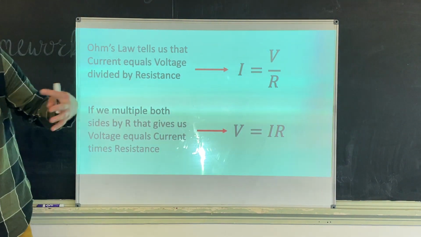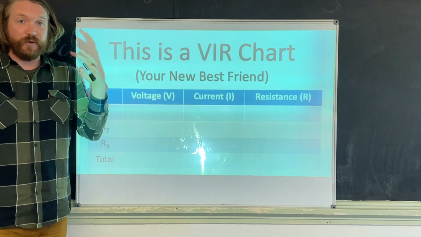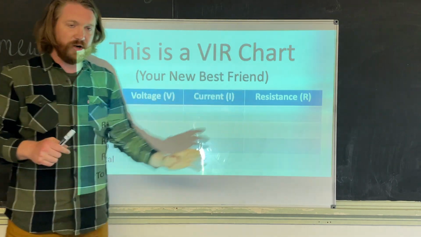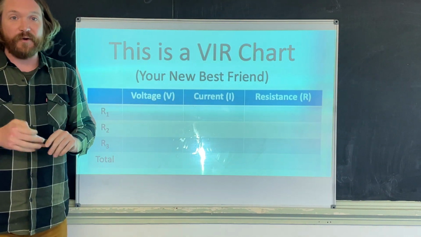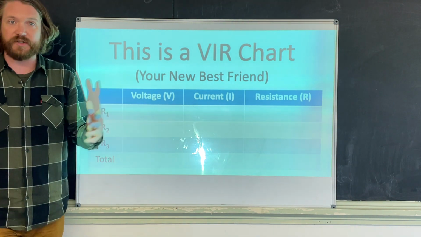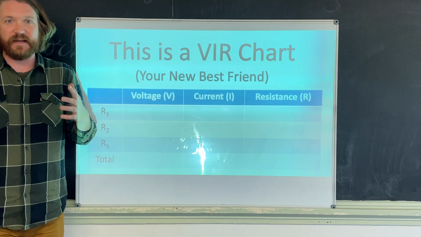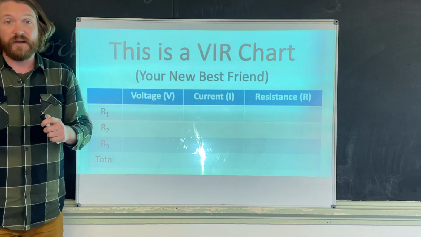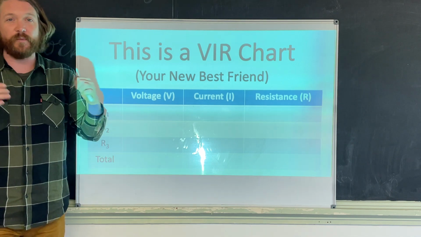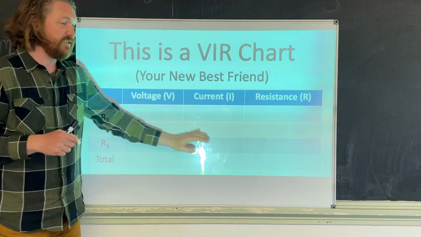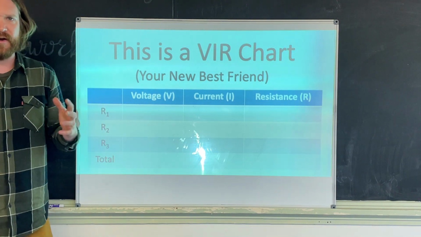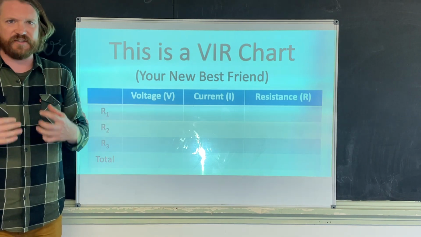And here's why we did that. It's so that we can make VIR charts. Voltage, current, resistance charts. And yes, these are now going to be your new best friend in physics. Long story short, whenever you're doing circuit calculations, they can be very long. Sometimes they can have 4, 5, 6 different steps. It can sometimes be tricky to tell which step you do first. And using these VIR charts makes all of this so much easier. It actually makes it kind of fun and turns it into this puzzle, almost like a Sudoku.